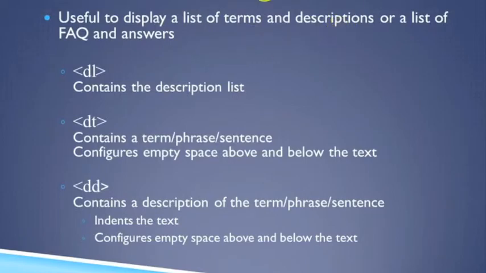And the last type of list is description list, or usually used for frequently asked questions. So that starts off with DL. DT is the description term, and DD is the description definition.